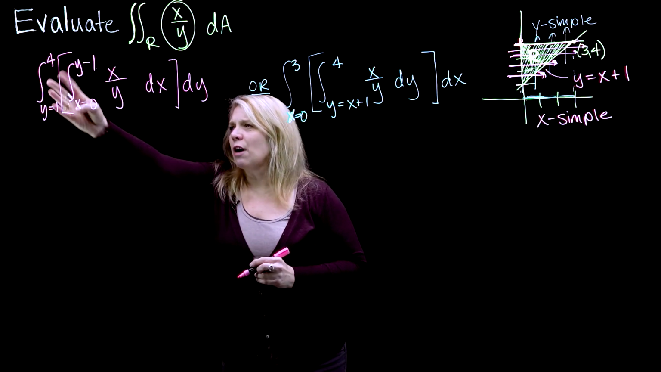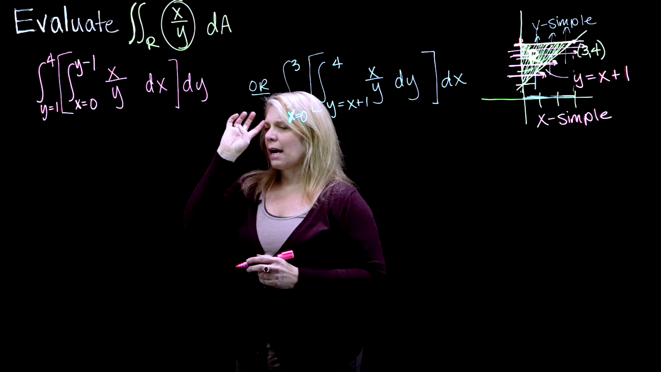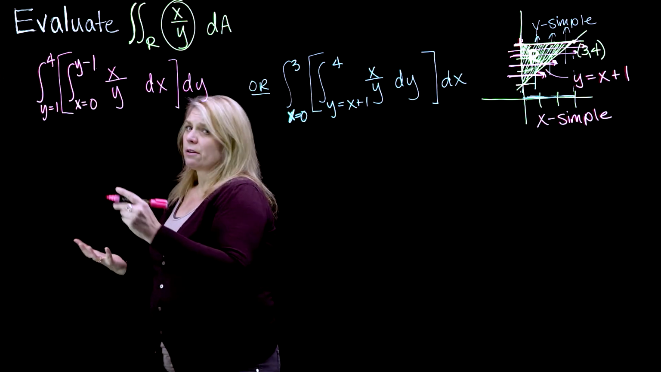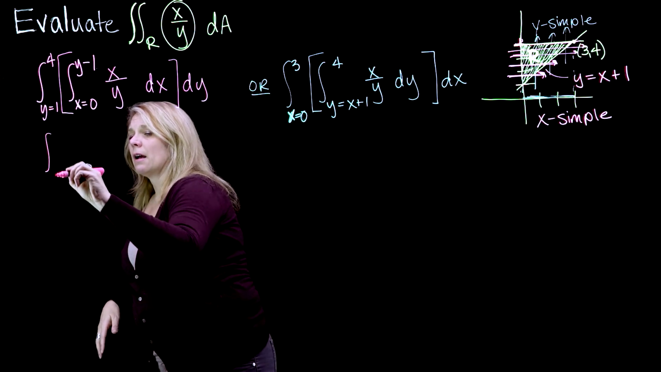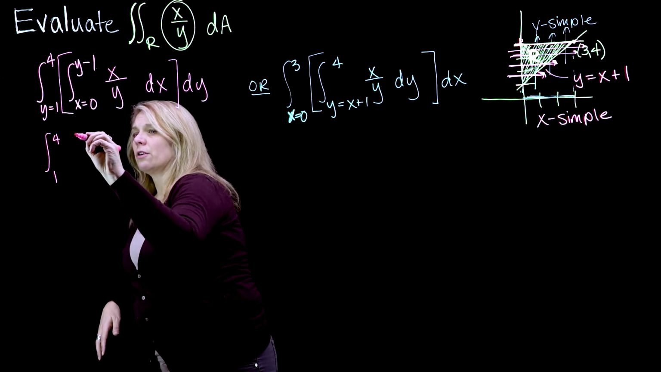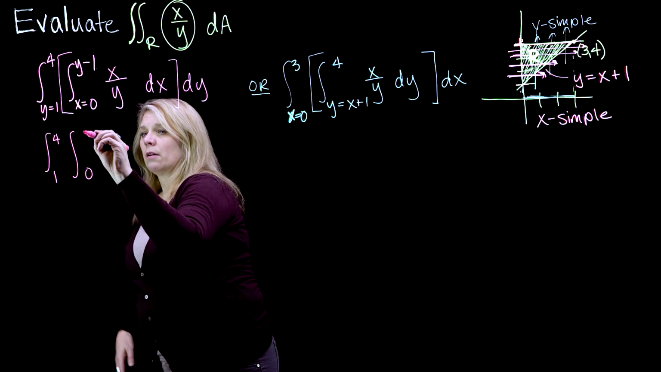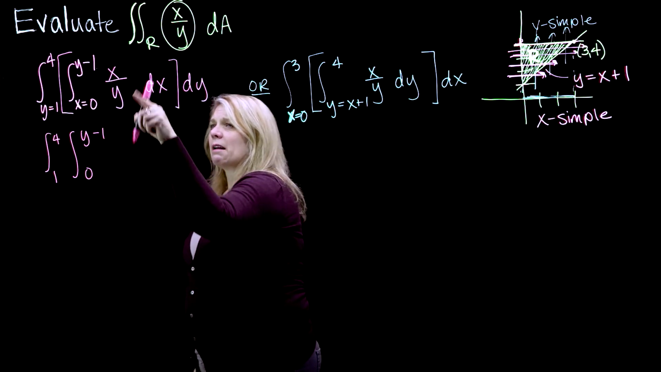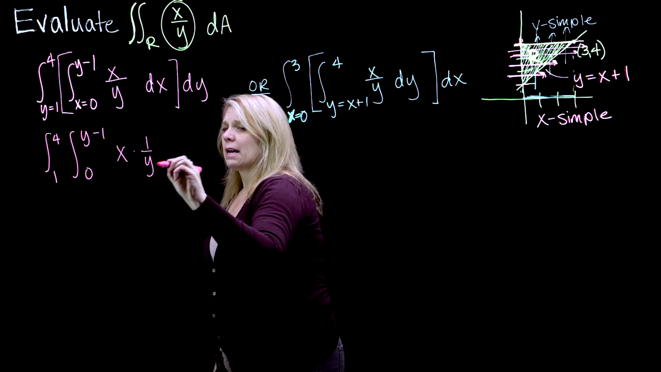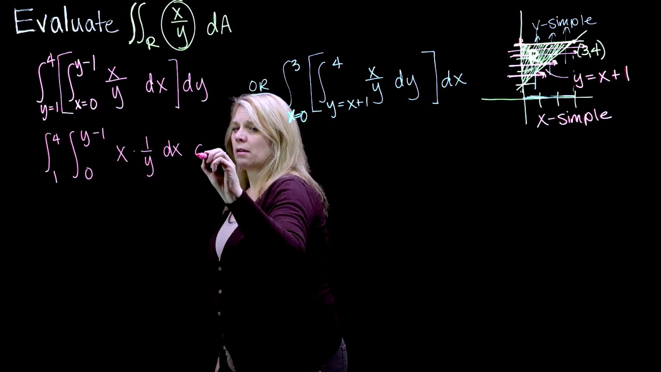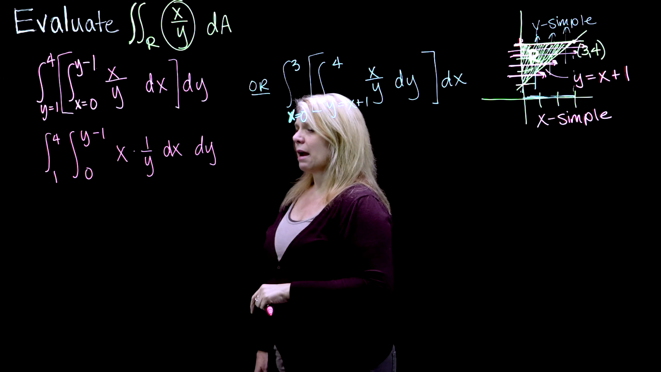Okay, so I'm going to leave off my x equals and y equals on my next steps here. Your textbook will always do that. You could certainly feel free to leave them on if it helps you keep track of things. I'm going to do the inner integral. And I'm going to go ahead and rewrite this as x times 1 over y. You don't have to write it that way, but you want to think about it that way.